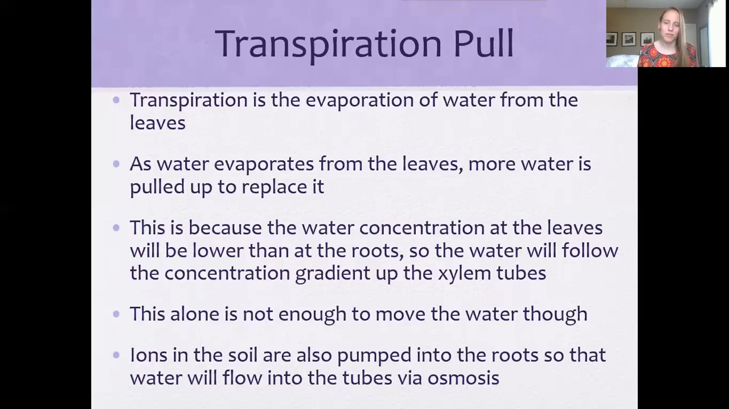At the same time, you're also going to have ions pumped from the soil into the roots, so that you can get more water pulled into the roots because the water is going to follow those ions because of osmosis. So that's also going to allow more water to be pulled into the straw to then be pulled up the xylem tube.